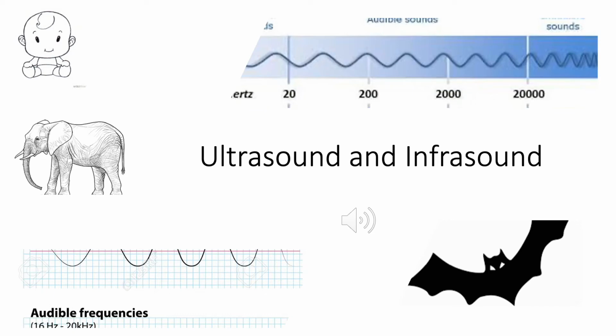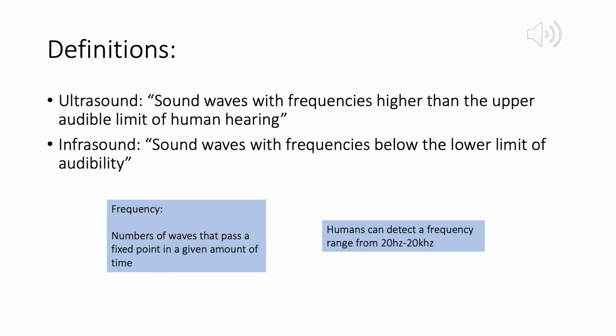Hi, my name is Tuva, and in this presentation I'm going to explain what ultrasound and infrasound is and how it applies to medicine. So what is actually ultrasound? Ultrasound is waves with frequencies higher than the upper audible limit of human hearing, while infrasounds are waves with the frequency below the lower limit of audibility.